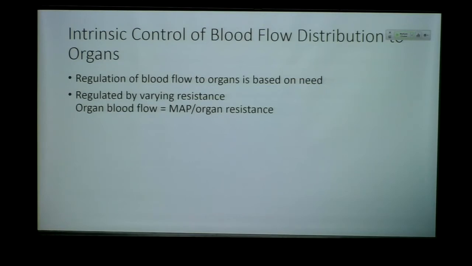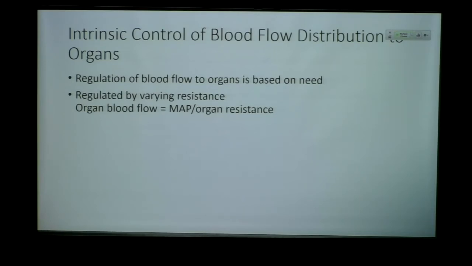Based upon the need of an organ, which is going to be based upon your physiologic state, we can shunt blood to and from different organs by manipulating the radius of different vascular beds. So if I want more blood going to my heart to facilitate that fight or flight state, I'm going to vasodilate the arterioles going towards the capillary beds of my heart. If I want to decrease the amount of blood going to the heart, I will vasoconstrict the capillary beds going to the heart. This is what we mean when we talk about organ flow based upon need, okay?